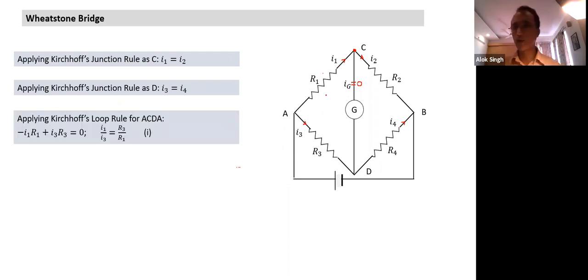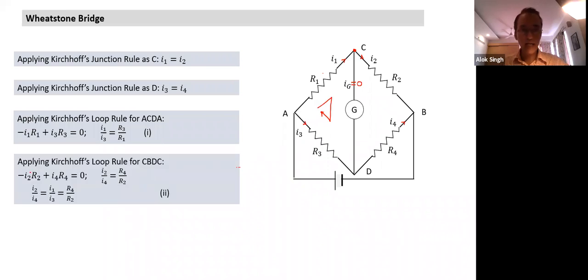See, the purpose is to find the relationship between the resistances. I apply Kirchhoff's loop rule in the loop ACDA. When I go around the ACDA loop, how do I write the equation? Minus I1 R1, since I'm going in the direction of current. From C to D the current is 0, hence the potential difference is 0. Here I'm going opposite to the direction of current, so plus I3 R3 is equal to 0. It gives you I1 by I3 is equal to R3 by R1. That's the first equation.